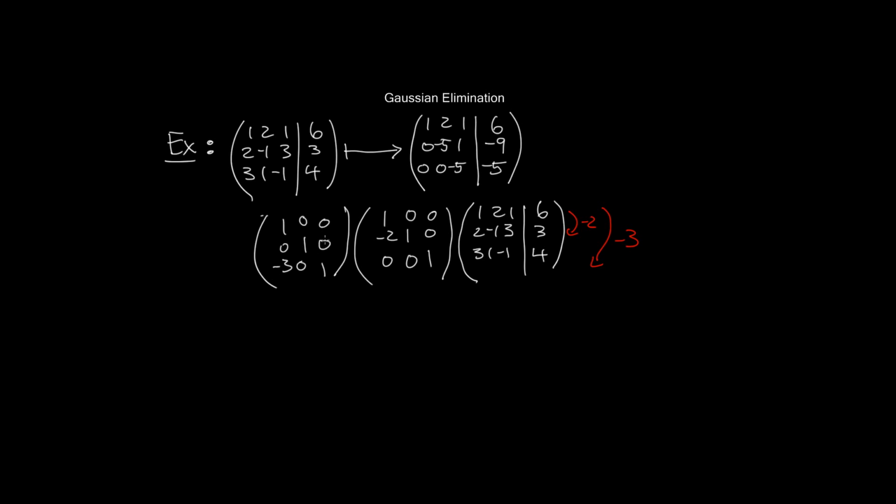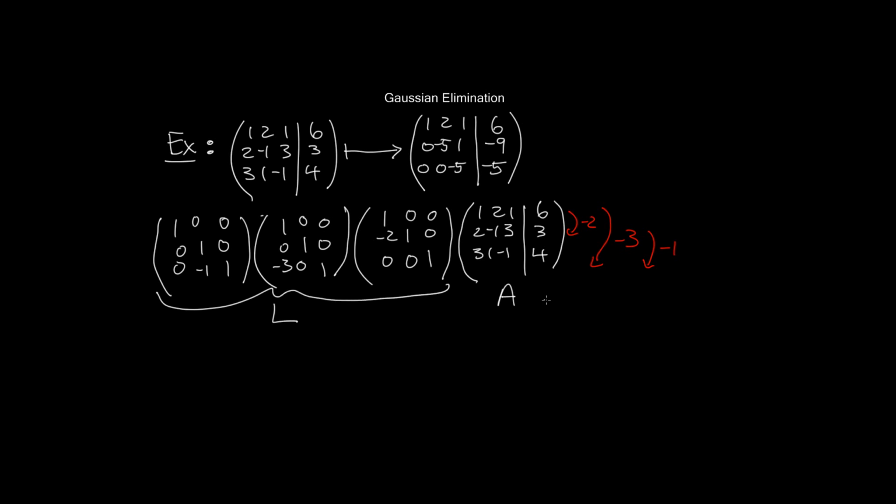Okay, and the next thing I did is I multiplied the second row by -1 and added it to the third row, so that's this matrix. And after doing those three operations, what I got was the following matrix, this one right here, this U.